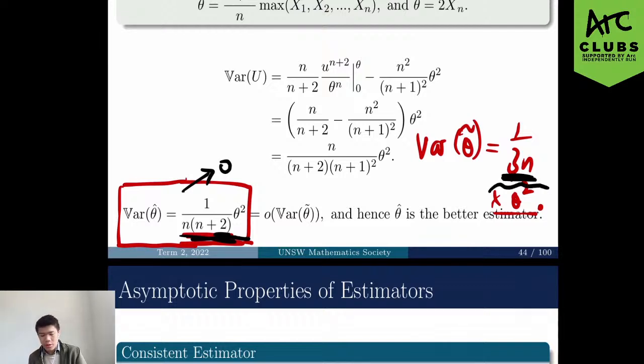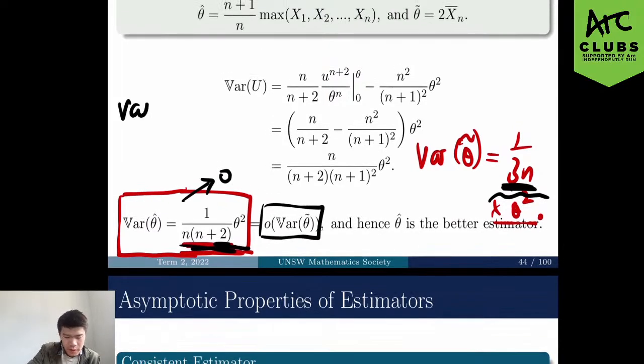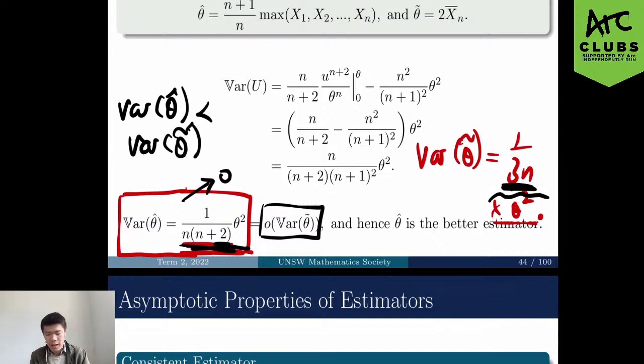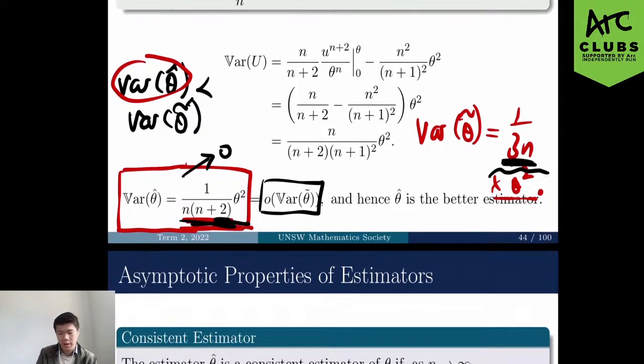Okay, and so that's why we've written this notation. Don't worry if you don't understand this, but basically you can simplify this a bit. We've got the variance of theta hat is less than the variance of theta tilde, and that means that the one with the smaller variance is also the one with the smaller MSE, and therefore it's a better estimator.